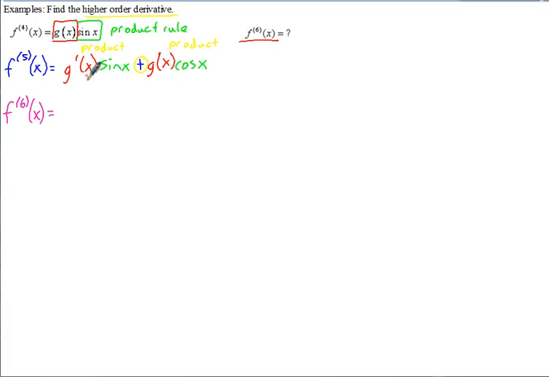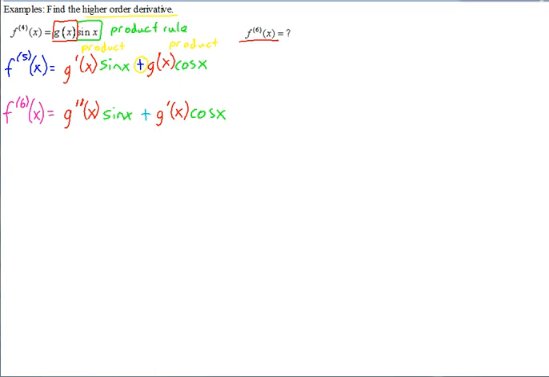So the derivative of g prime of x, the derivative of the first derivative would be the second derivative, g double prime of x, times the second one as it is, sine x as it is, and plus the first one as it is, g prime of x, times the derivative of the second one, derivative of sine x is cosine x. So that takes care of the derivative of g prime of x times sine of x, using the product rule.